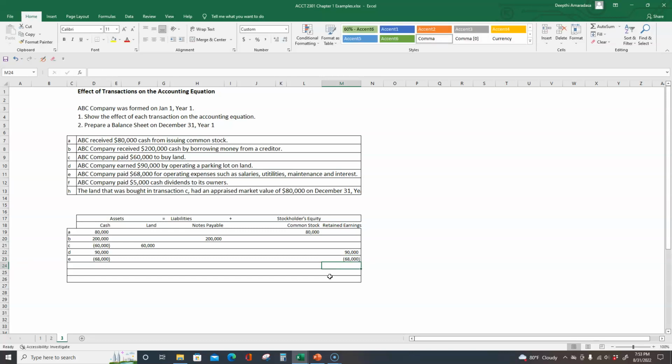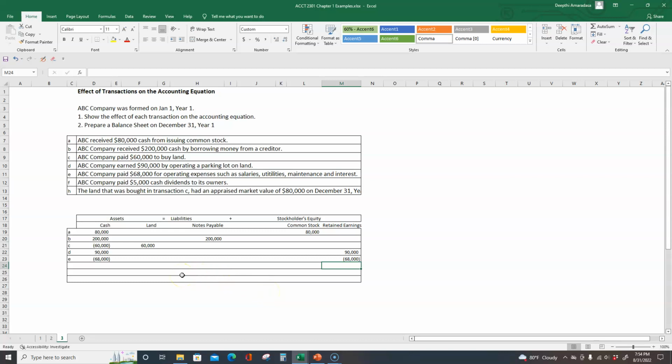Again, if you get confused, please listen to that again. We spoke about how revenues, expenses, and dividends affect retained earnings. Revenues have the effect of increasing retained earnings, and expenses and dividends have the effect of decreasing retained earnings. So in this example, this was an expense. Even though our expenses increased, it had the effect of decreasing retained earnings. So I'm putting this 68,000 expense as a negative number.